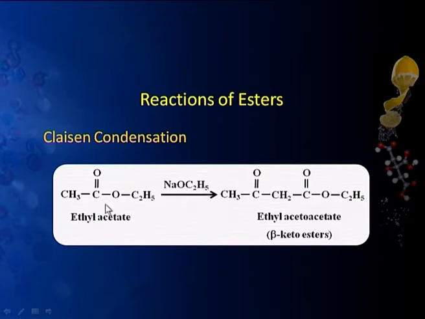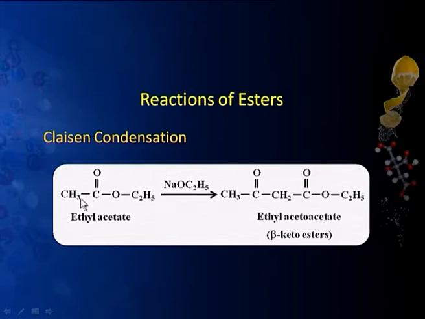Ethyl acetate, when it is treated with sodium ethoxide, we get ethyl acetoacetate. In this reaction, the beta keto esters are formed. This reaction proceeds like this: the alpha hydrogen from one of the ester molecules is lost, and we will get CH2 minus. This anion is formed, and this anion attacks the carbonyl carbon of another ester molecule with the loss of the alkoxide ion. So ultimately we get these beta keto esters.